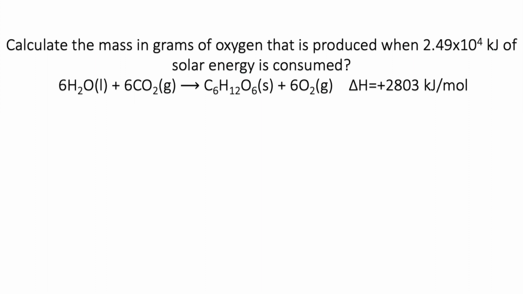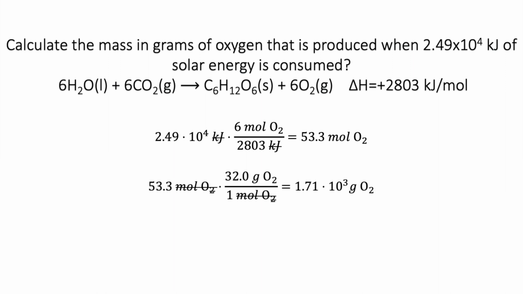We are looking for the mass of oxygen and need to first determine the moles of oxygen. We set up the following conversion with moles of oxygen in our numerator and multiply by 2.49 times 10 to the fourth kilojoules. We are left with 53.3 moles of oxygen produced. To determine the mass, we multiply by the molar mass and we calculate that 1.71 times 10 to the third grams of oxygen is produced.